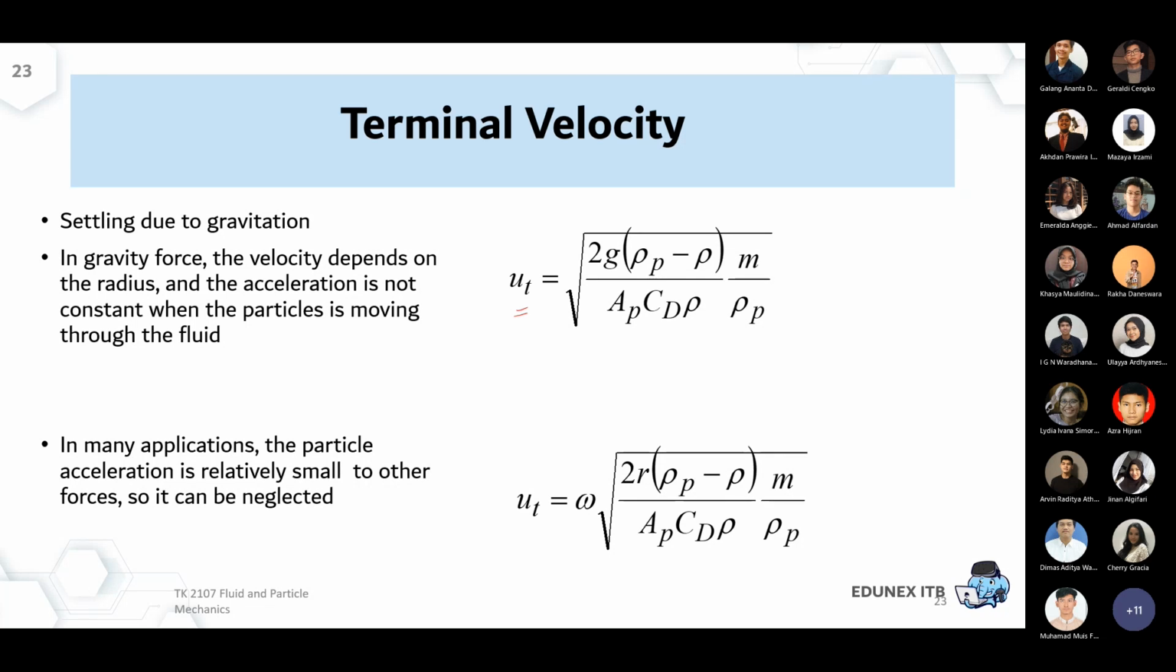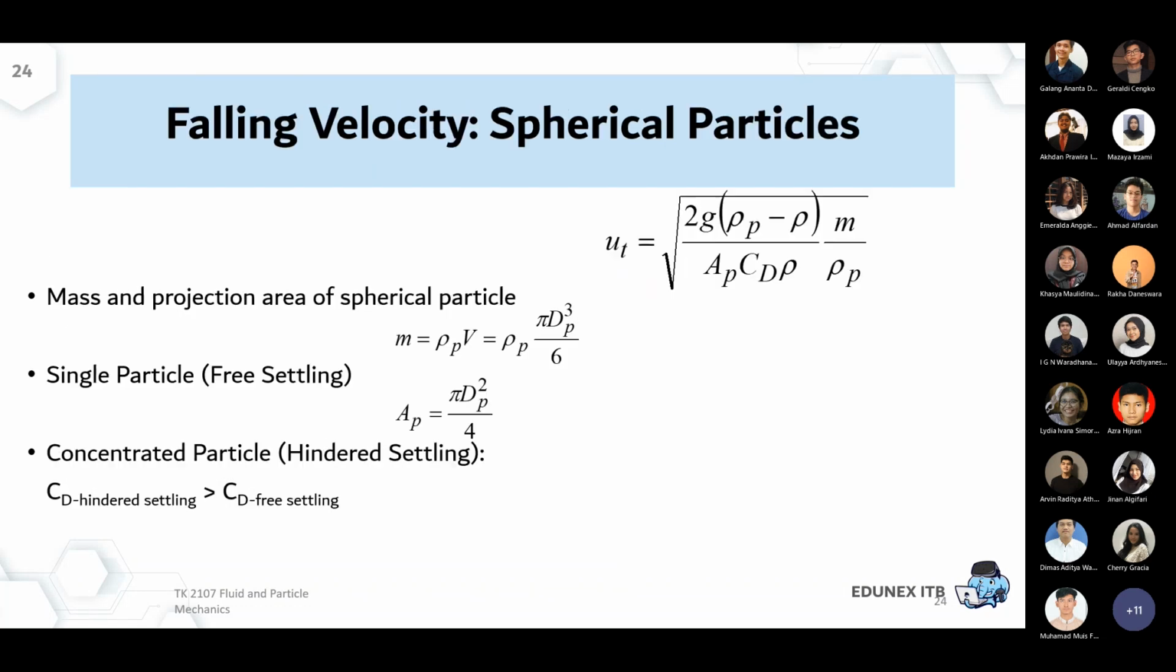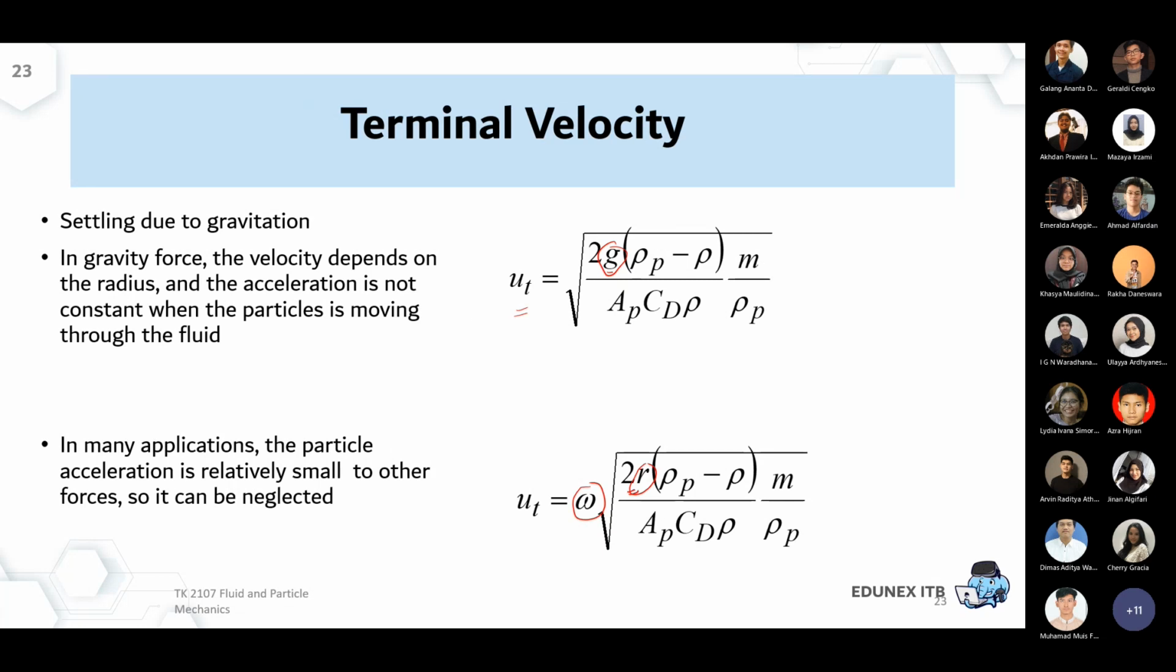Okay, so this is when gravity acts as an external force. If we are working with centrifugal force as an external force, such as the one found in a cyclone, then you simply have to change the g part over here into omega squared R, as explained in the previous slide. The rest should be similar. Any questions so far about the terminal velocity definition, concept, and derivation?